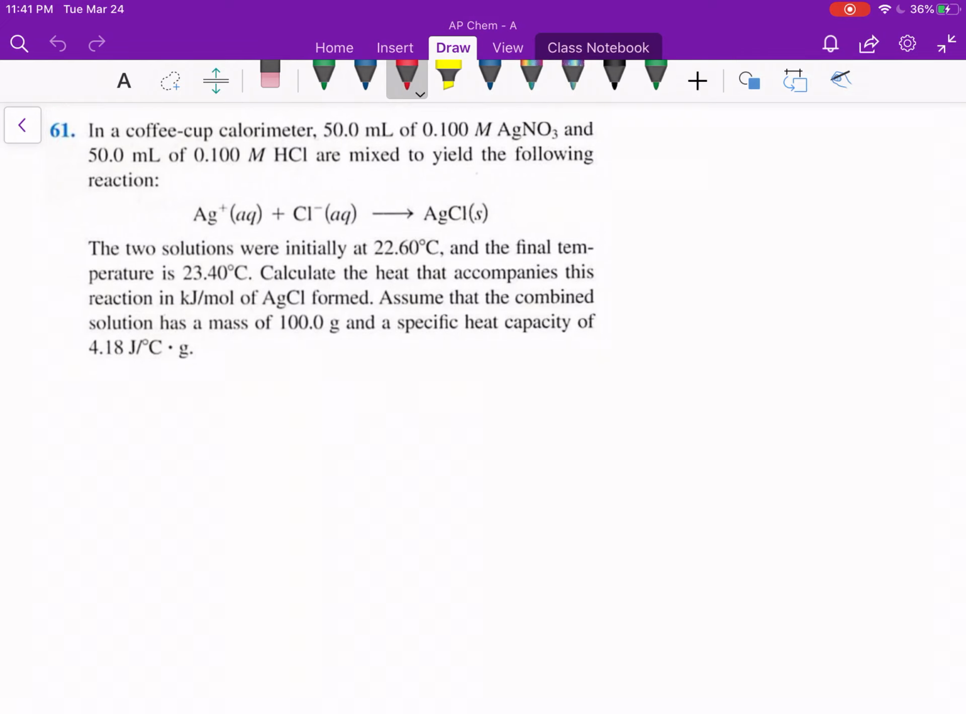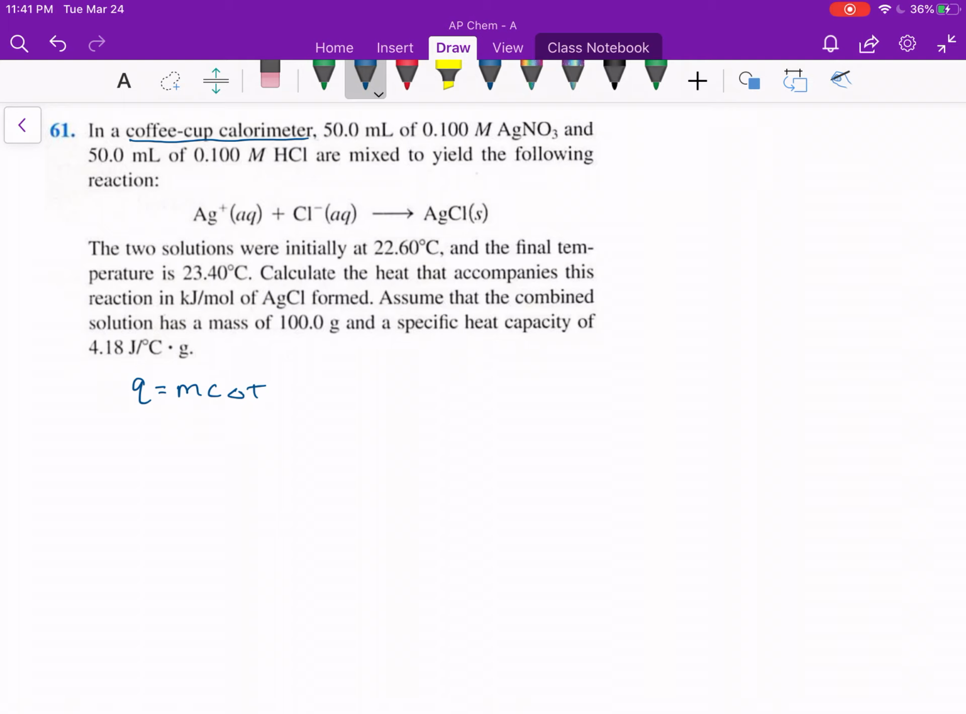So we're going to work through problem number 61 here. And as you can see, it is a coffee cup calorimeter problem. So we're going to start with saying Q equals MC delta T for this particular problem.